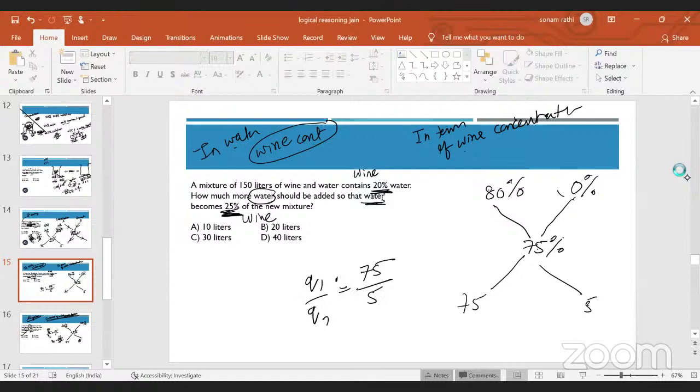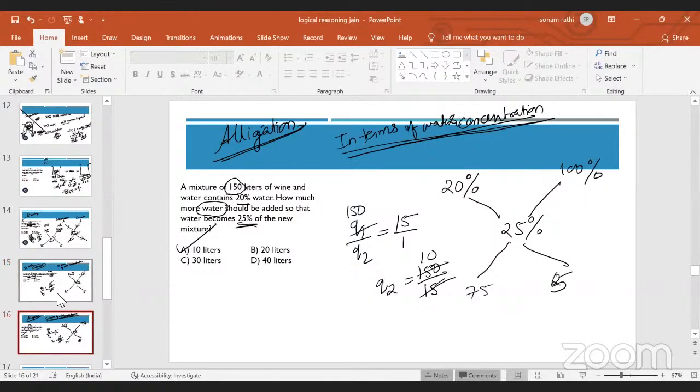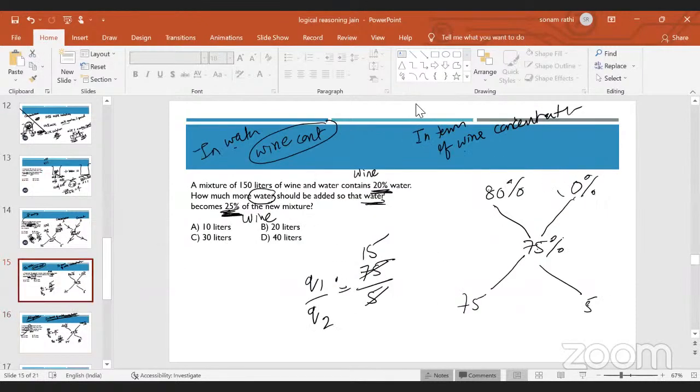Q1 upon Q2 is now 1 by 15. When we were doing it with water concentration, it was coming 15 by 1. Correct? And now also this.